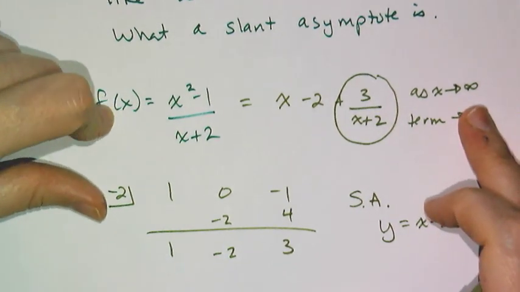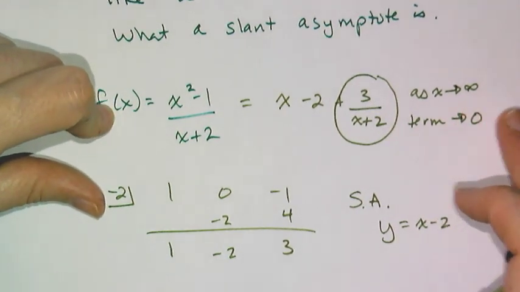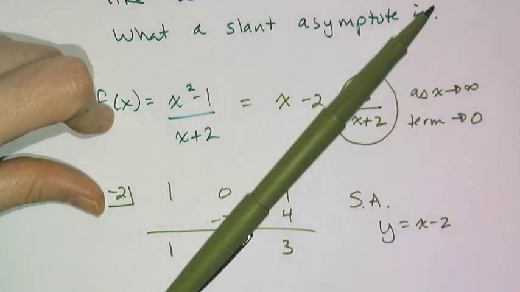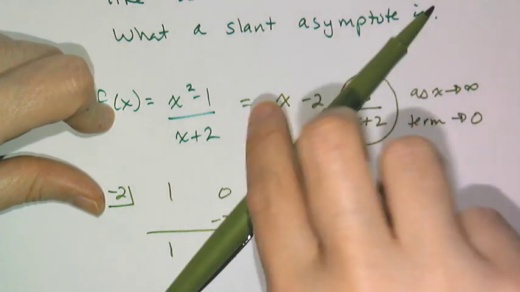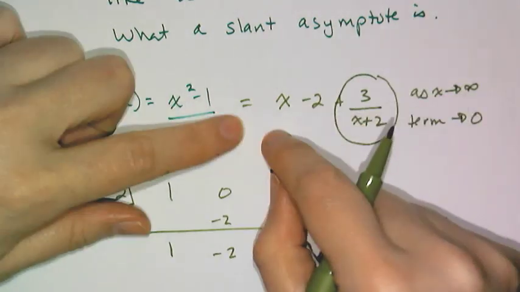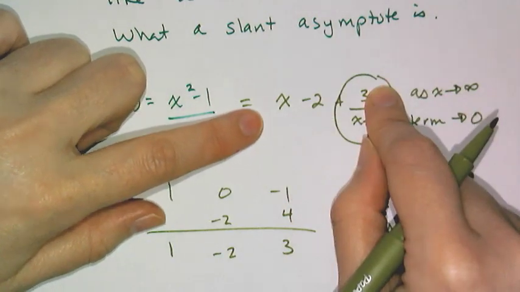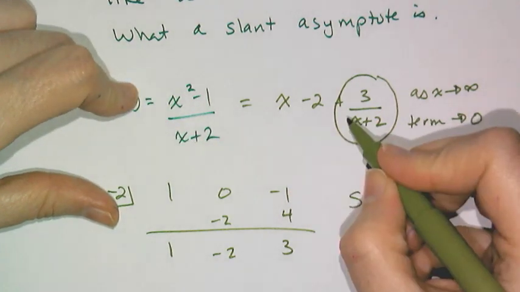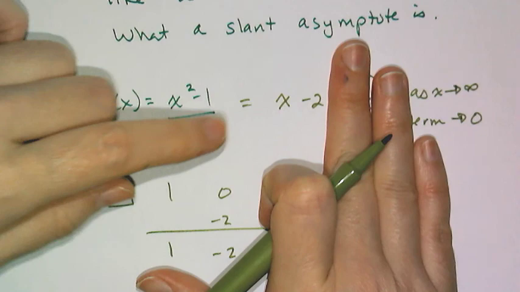And so that's why it has to be exactly 1 degree higher, because a slant asymptote is really just some linear function, right? So when you divide it out, you have to be left with a linear and a remainder. And that's the only way to find a slant asymptote. That's to do this division, ignore the remainder, that's your slant.